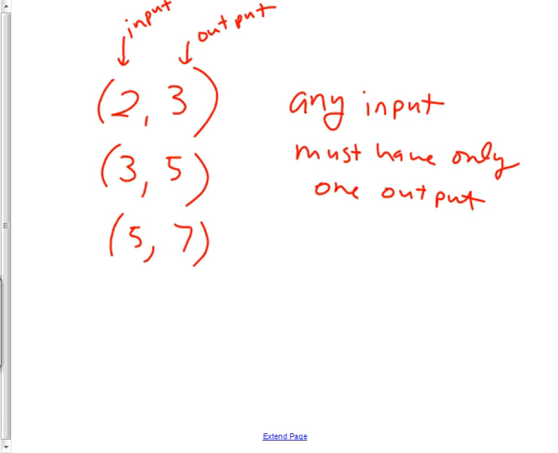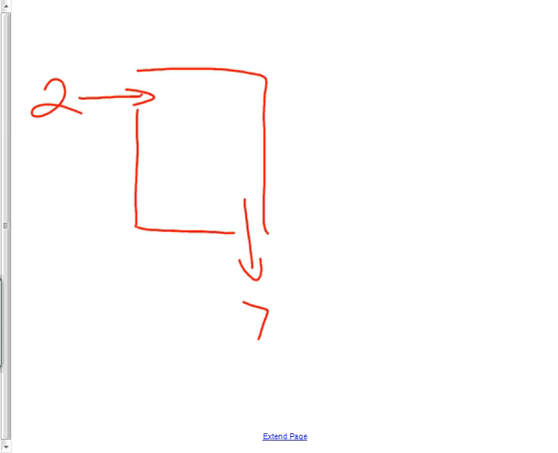Going back to the old function box, an imaginary box that we're putting numbers in, if I put in a 2 and a 7 comes out, and then I put in 2 again, and this time an 8 comes out, doesn't that seem kind of messed up to you? That's what messes up a function: if you ever put an input into your function and it gives you two different things, then that's messed up.